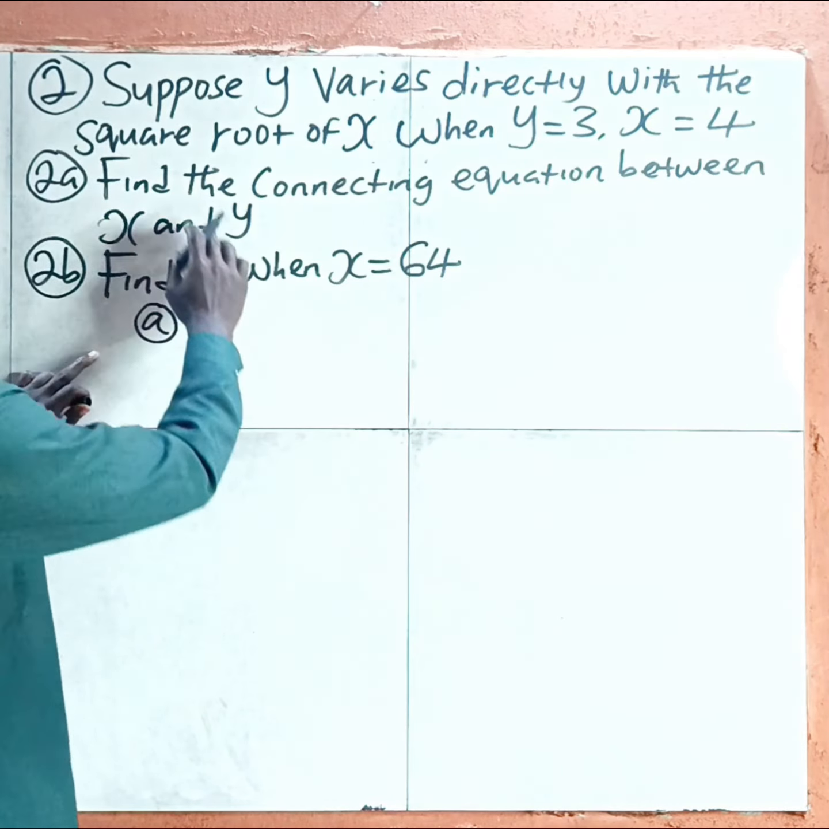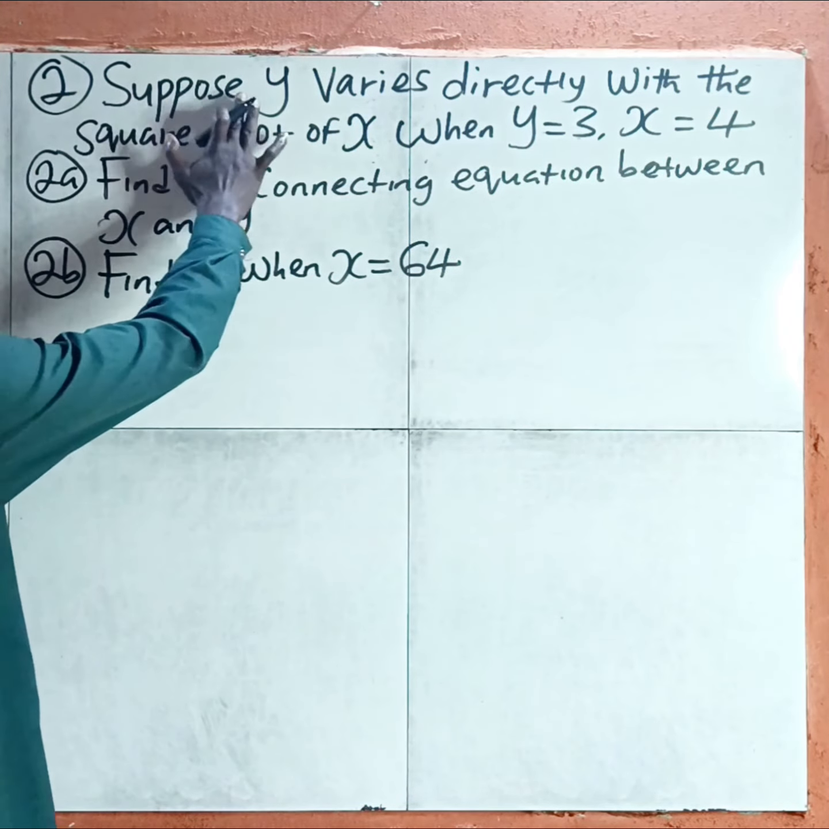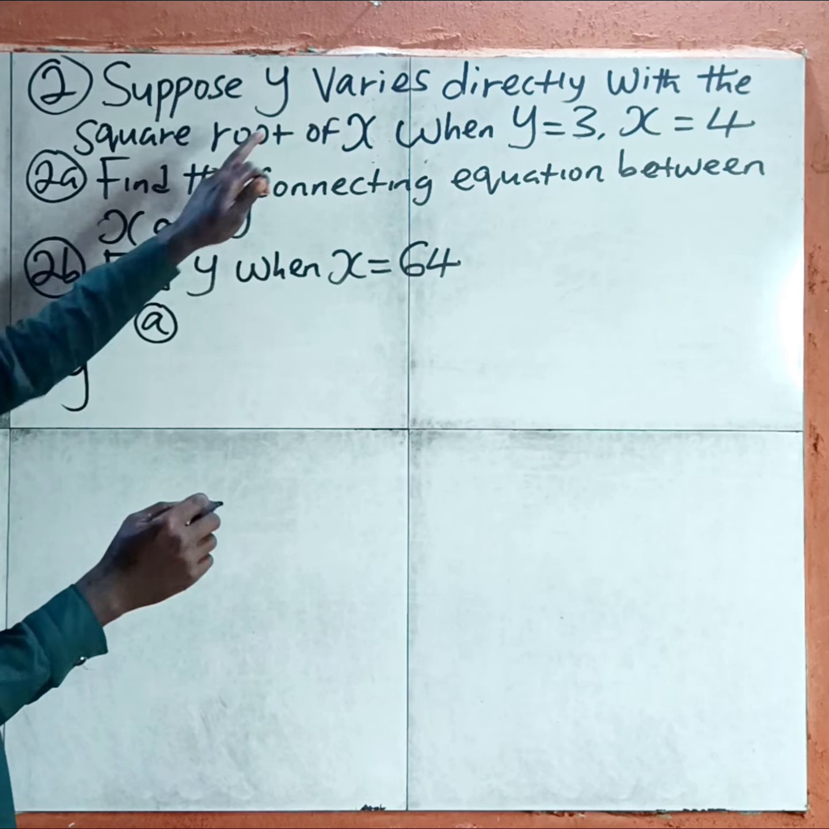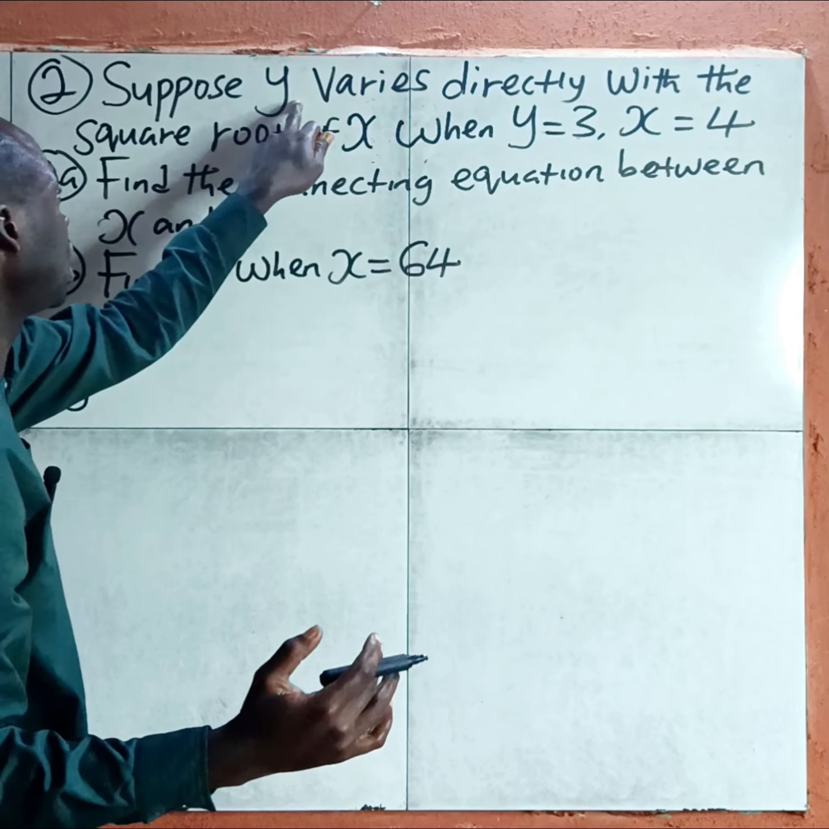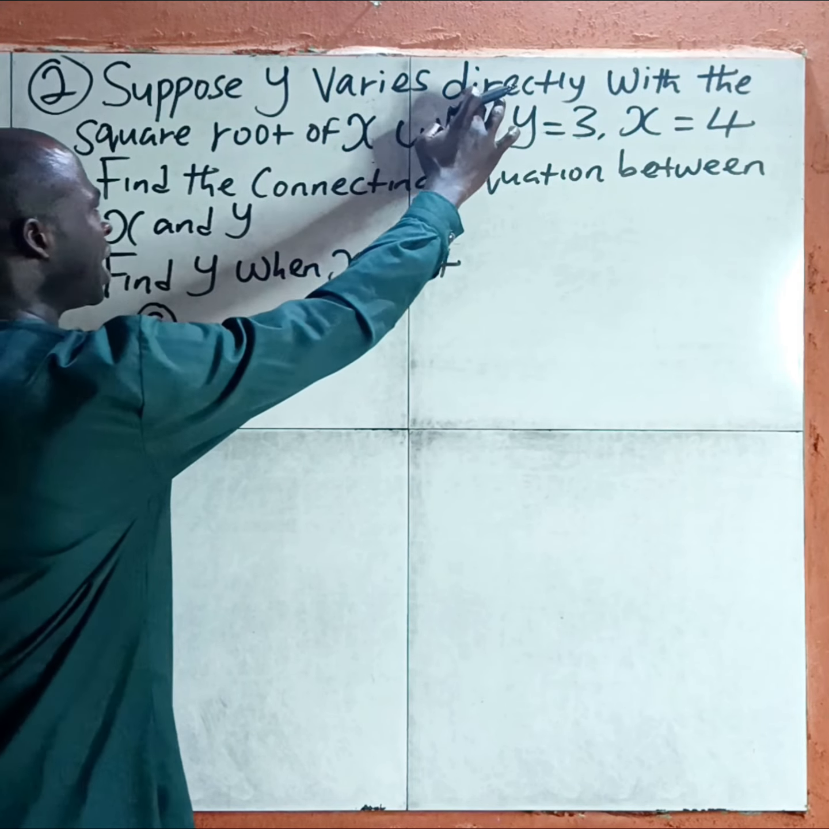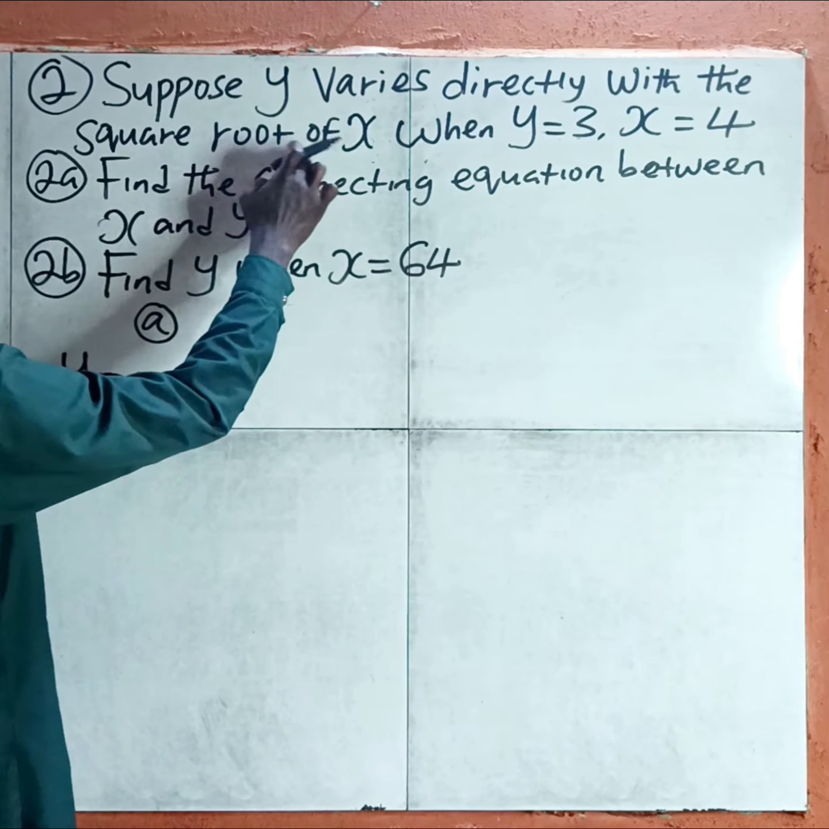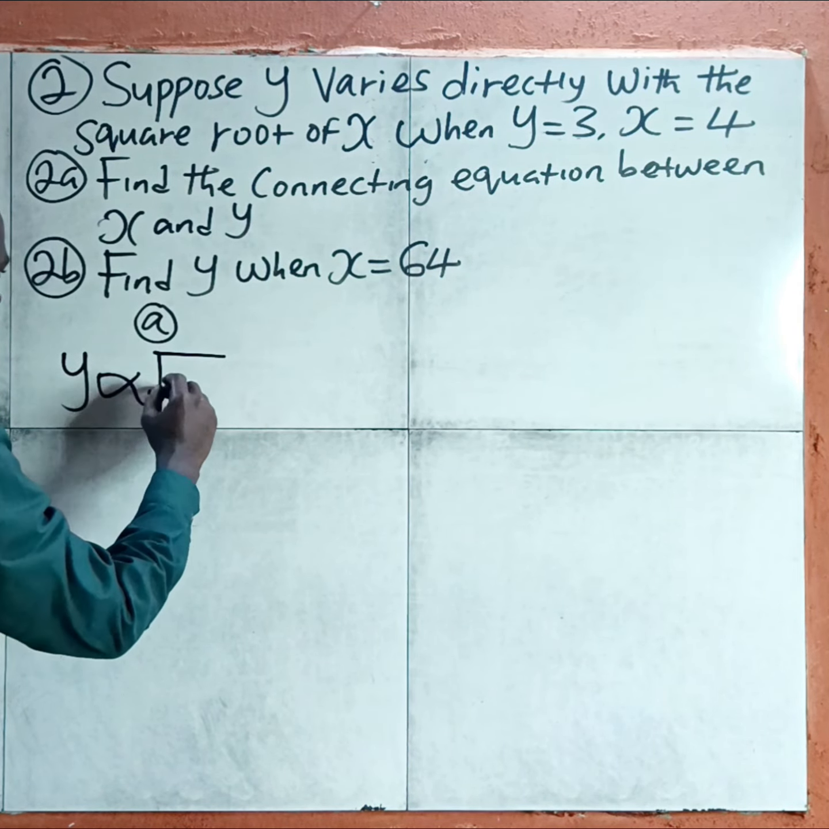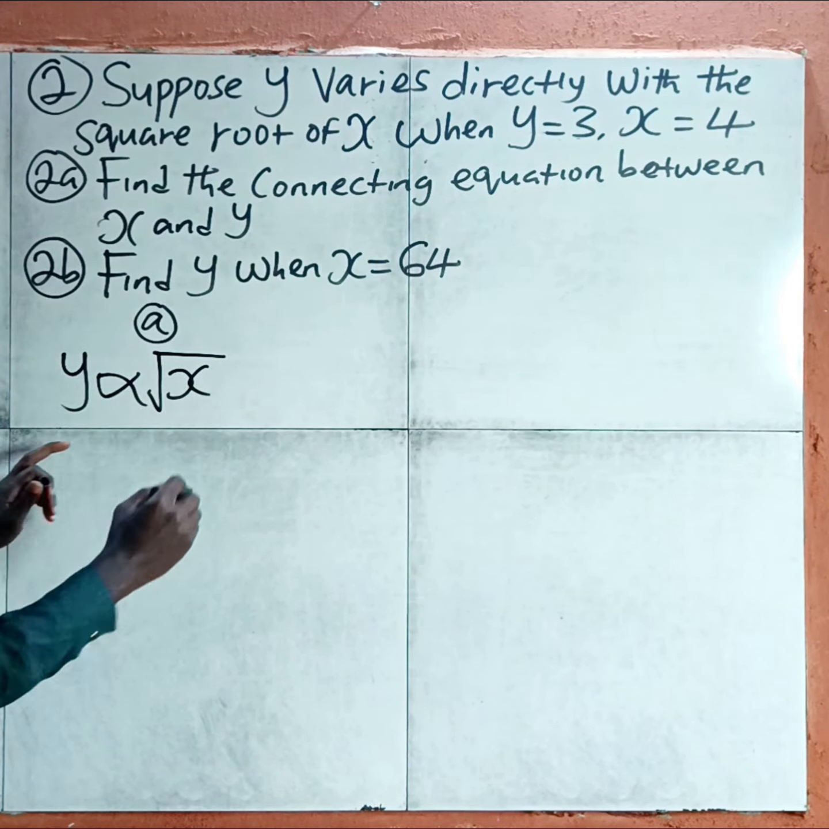The first thing I'm simply going to do here, we'll solve for 2a. Suppose y, so we're going to start with our y and follow the question accordingly in order to generate our formula. Varies, I'm going to place the symbol, directly with the square root of x. So look at the square root of x. So you can kindly see for yourself.